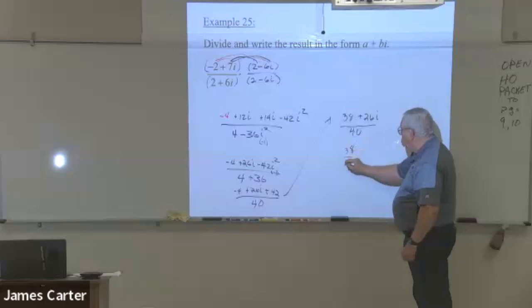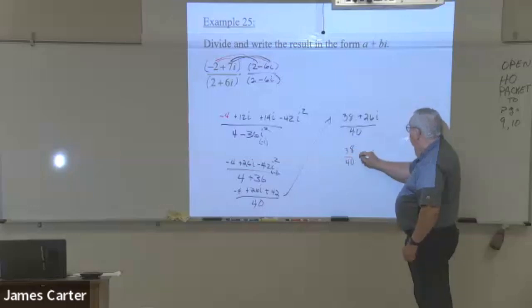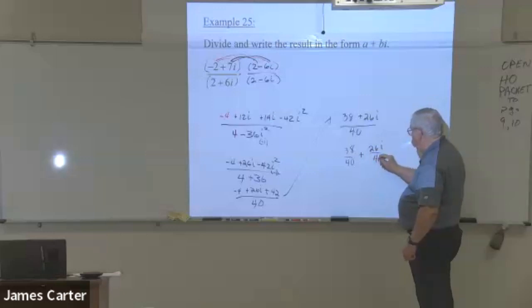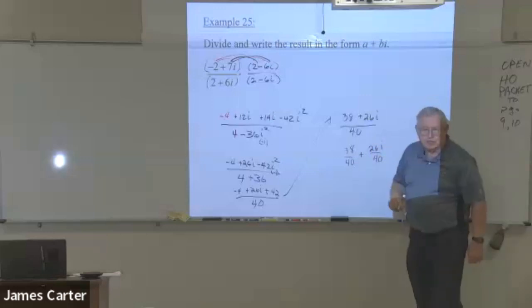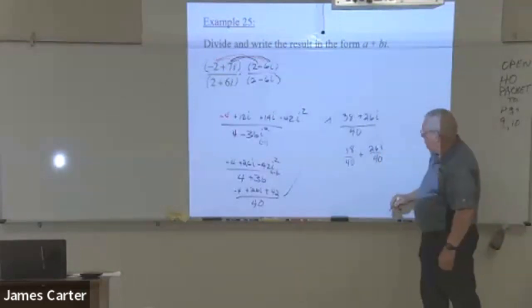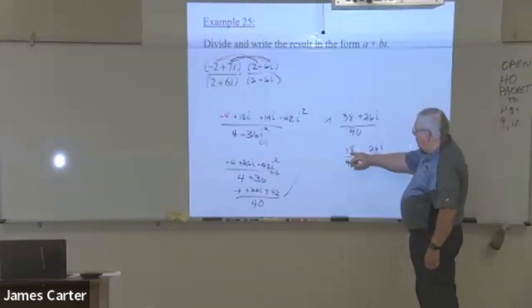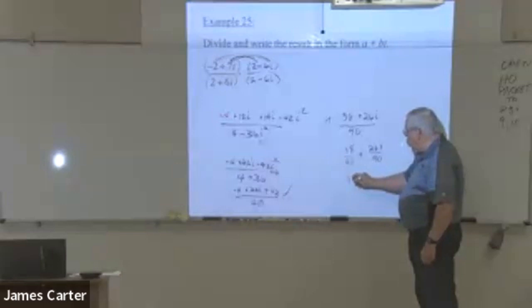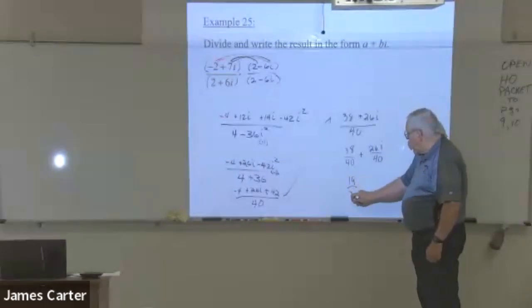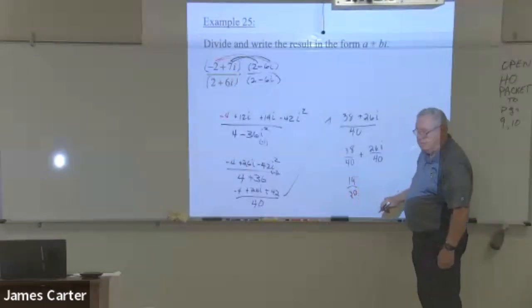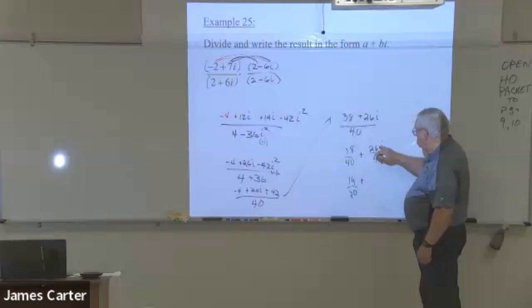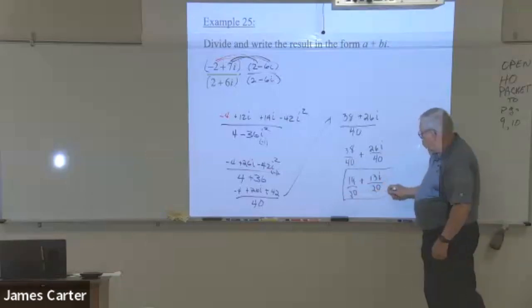38 over 40 plus 26i over 40. Both of these will reduce. Okay. 2 goes into this one 19 times. 2 goes into that 20 times. Plus 2 goes into this 13 times i, and 20 again. And that would be your solution.